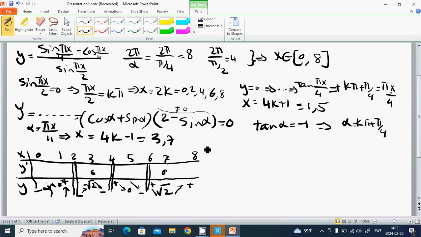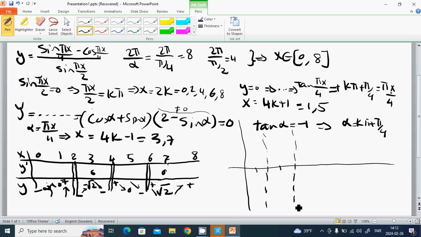And then we are going to draw the vertical asymptote. It was zero here, 1, 2, 2 is vertical asymptote, and we have 3 and 4 is vertical asymptote. We have calculated here. And this is 5 and 6 is vertical asymptote. And we have 7 here and we have 8 vertical asymptote. Okay.